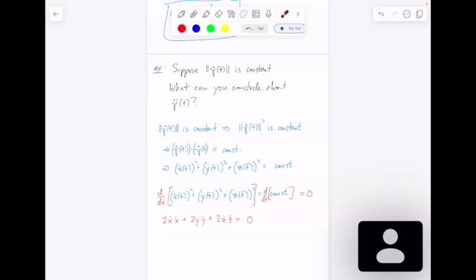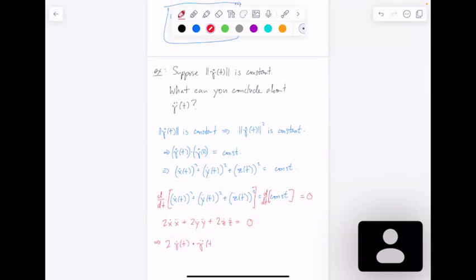We have a vector (x dot, y dot, z dot). That's my velocity vector, and I just gave it away. And (x double dot, y double dot, z double dot) is my acceleration vector. So what does this tell me? This tells me that 2 times the velocity vector dotted with the acceleration vector is equal to 0.